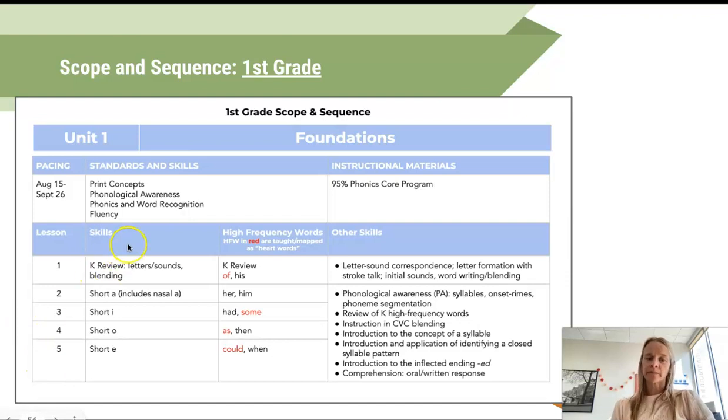Our units are going to be color-coded, and hopefully you saw your year at a glance to be able to identify that the 6 units have their own color. That's just to help you. Unit 1 is going to be the blue.